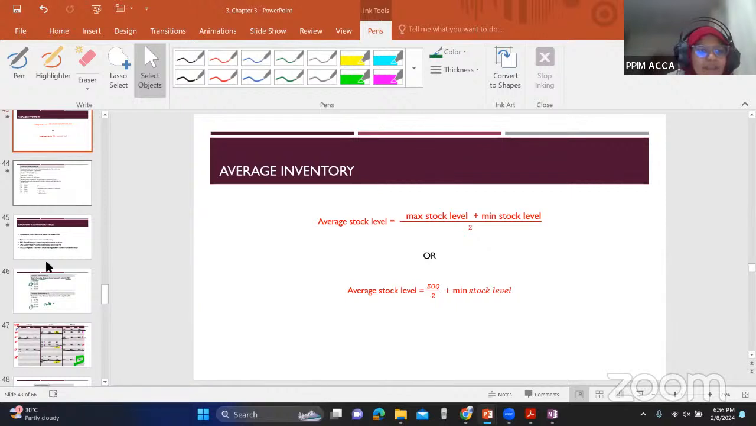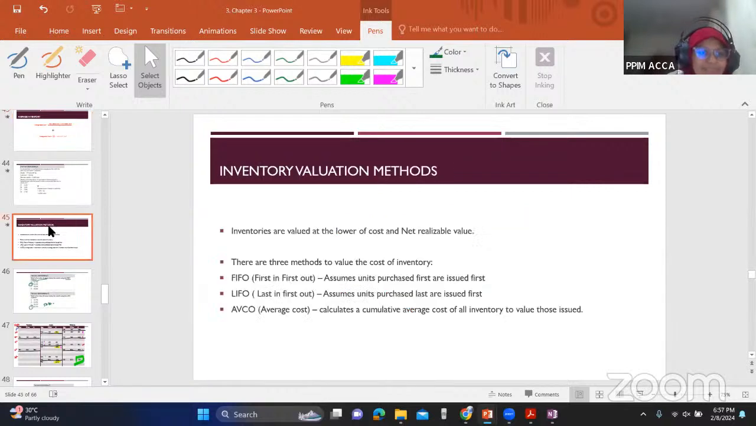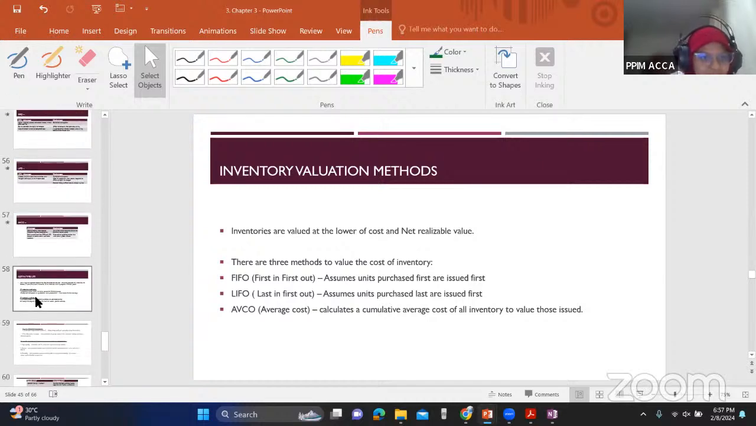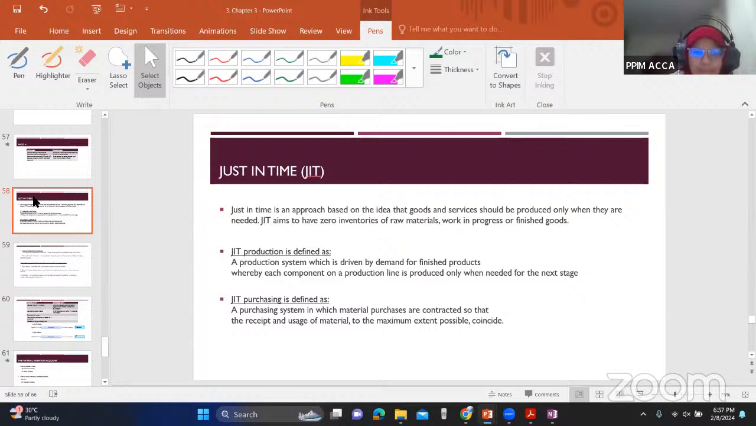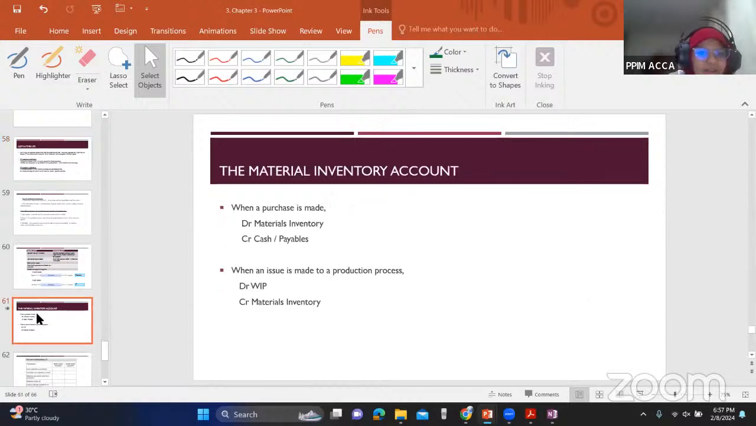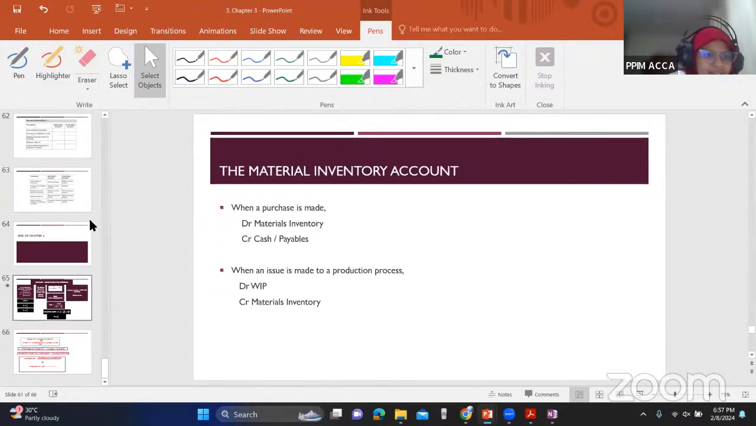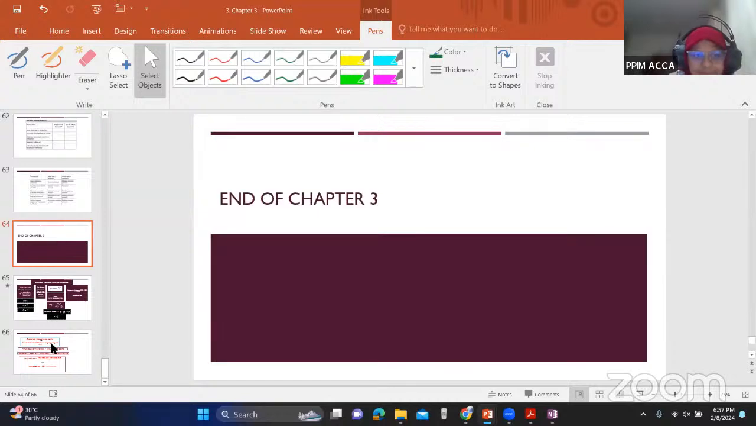Then finally, we look at inventory valuation methods. This is very simply FIFO, LIFO, AVCO. You must be familiar with the different ways in which you can value inventory. That is also covered in this chapter. Then we talk a little bit about just in time, a newer method where we don't keep any inventory at all. We will start production only after the customer has placed the order. So you just have to know a little bit about JIT. The double entry is to do with materials, and that's about it.